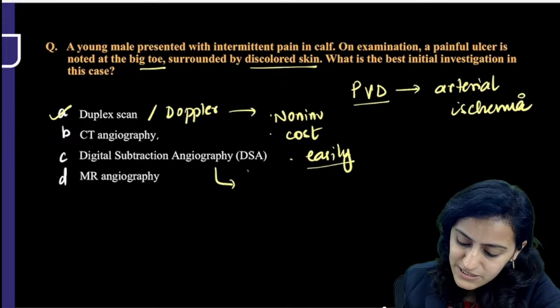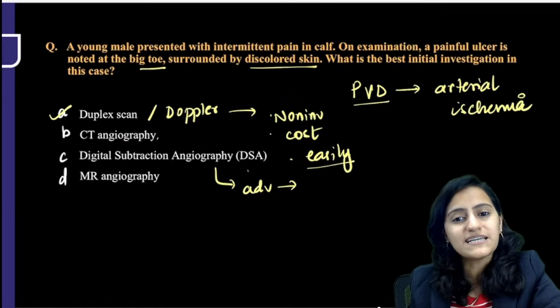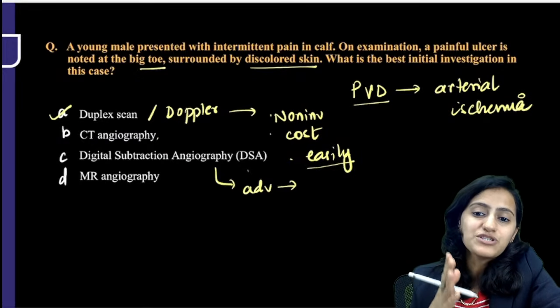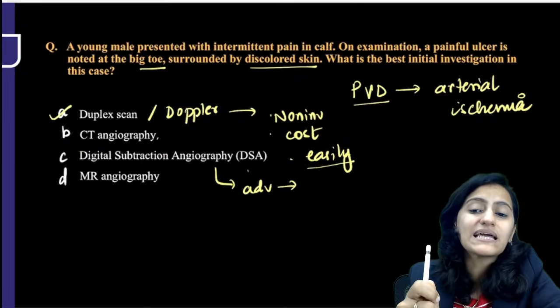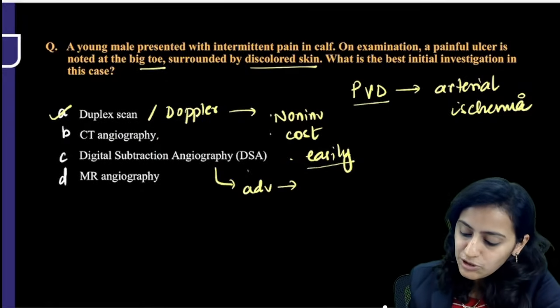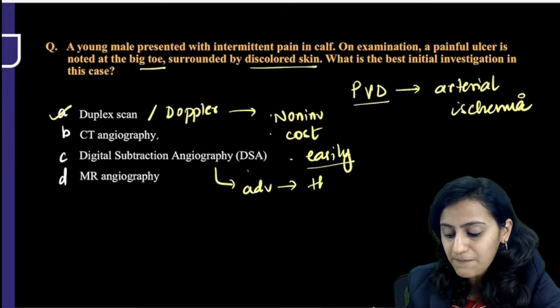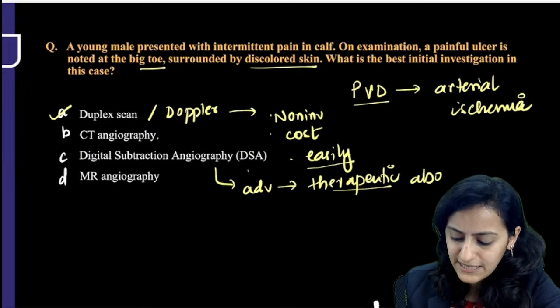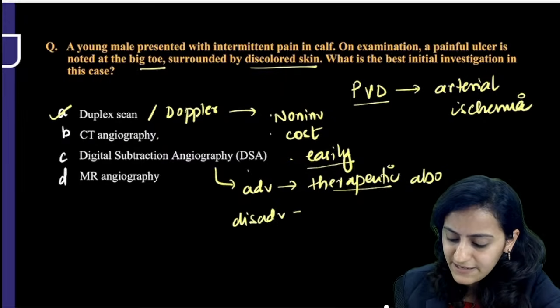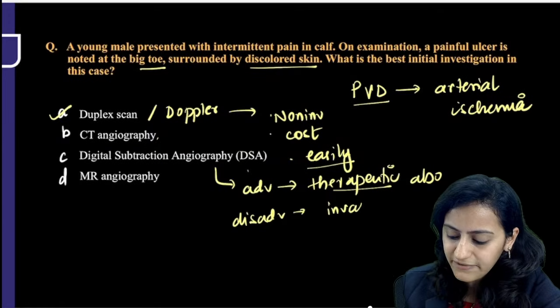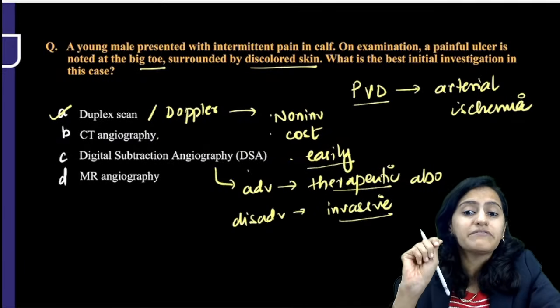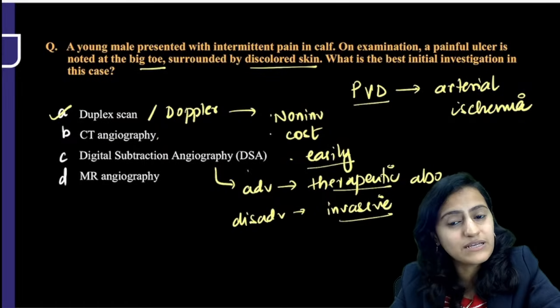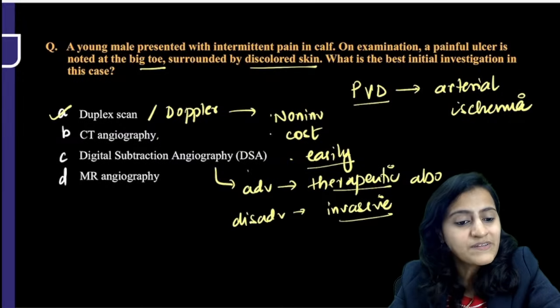The advantage with DSA, what is the advantage with DSA? Digital subtraction angiography is done by putting the catheter in the artery. So this is therapeutic as well, right? It is diagnostic and therapeutic as well. But the disadvantage is that it is an invasive investigation. We need to put the catheter into the artery. So that is invasive, right?